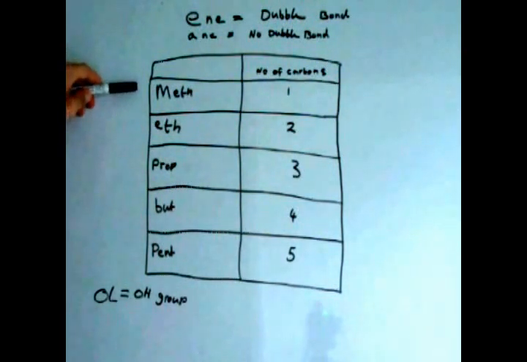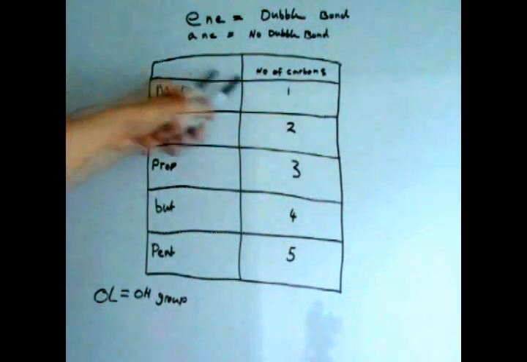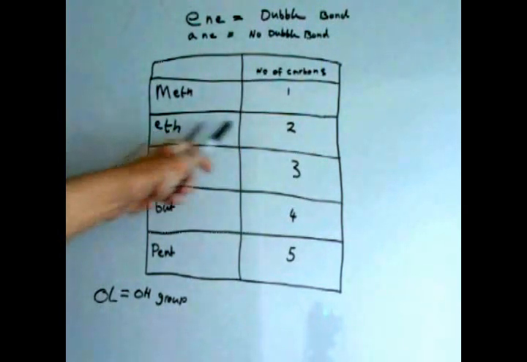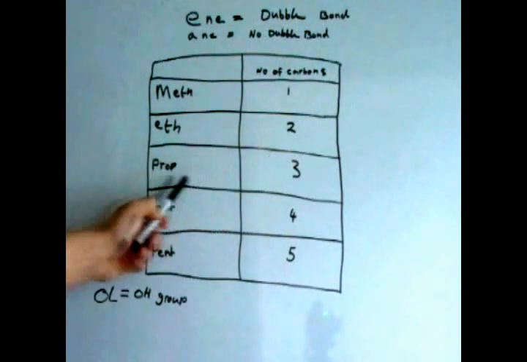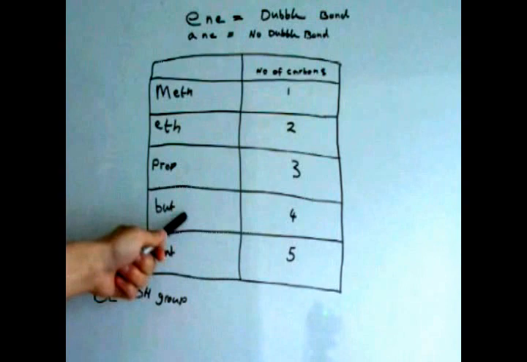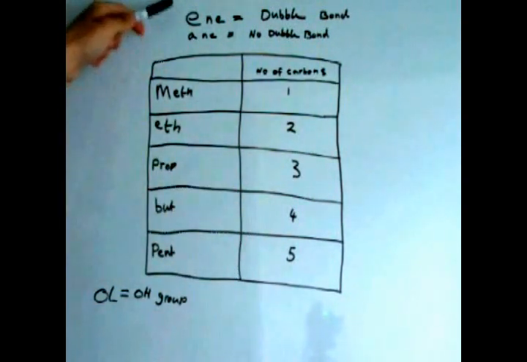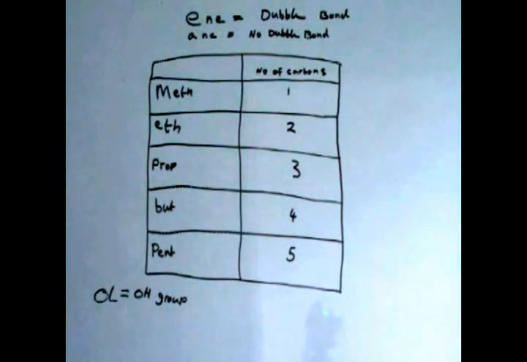So the first one, meth, has 1 carbon in the chain, for example methane. Eth, 2 carbons, for example ethane. Prop, 3 carbons, for example propane, propene, etc. But, 4, as in butane and butene. And you've got pent, which is 5, so you have pentene or pentane.